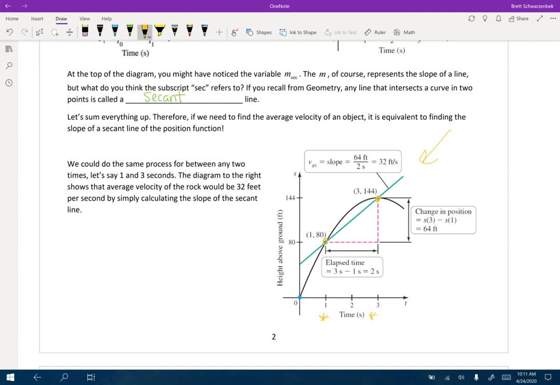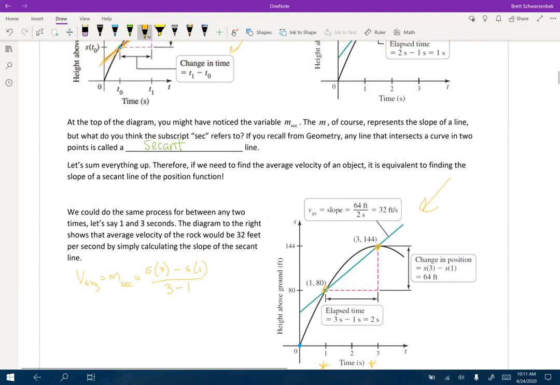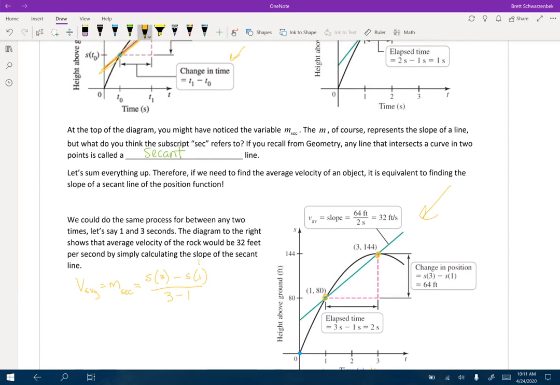So let's use the formula. Average velocity is the equivalent, from what we now know, of the slope of the secant line. And that is always going to be equal to the position at our further time. So we're going to do s of our further time, which is 3 seconds, minus s of our first time, 1 second, over 3 minus 1. So we already know what s of 1 is. We calculated that. That is 80.